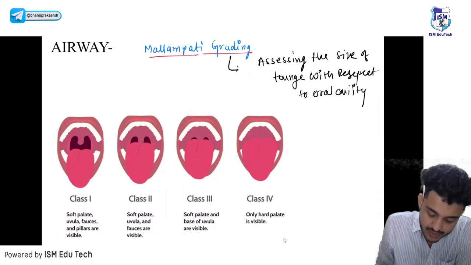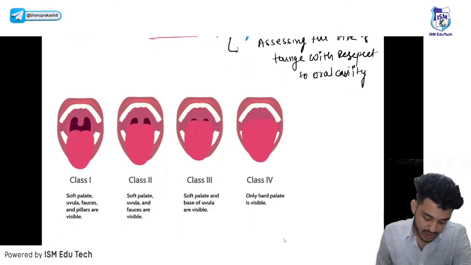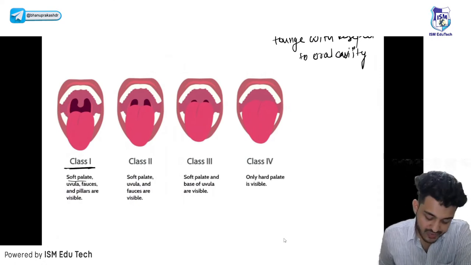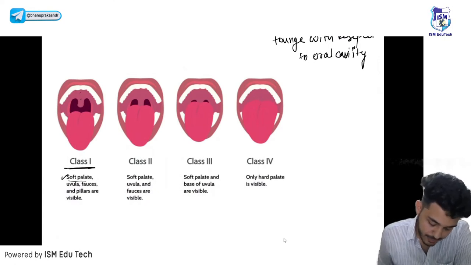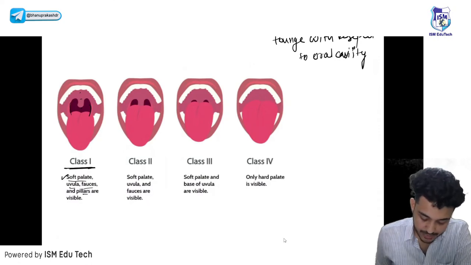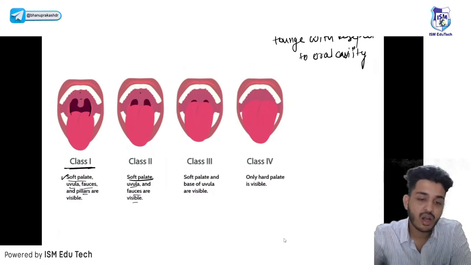okay. With respect to the oral cavity, look here guys, class 1 is there. In class 1, we will see all the structures. We can see soft palate, hard palate, uvula, and faucial pillars, and everything is visible, right? So this is your class 1, that will be easy intubation, okay. Class 2 will be soft palate visible, uvula visible, fauces visible, okay. That will be your class 2.